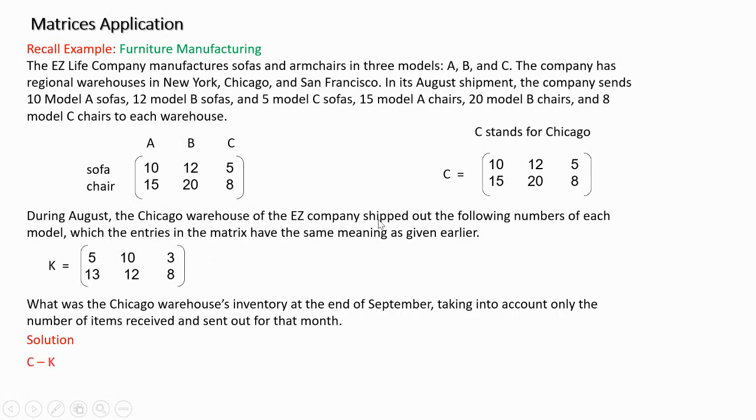So the solution will be C minus K, because these were the ones that were shipped in to Chicago, and they were the ones that were shipped out. So C minus K, where C stands for Chicago furniture and K stands for the items that were sent out. So 10 minus 5, right? 10 minus 5 is 5.